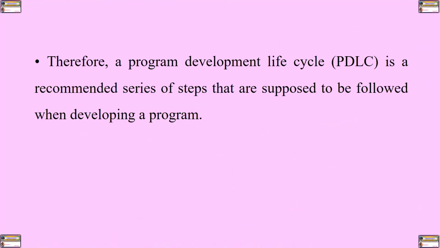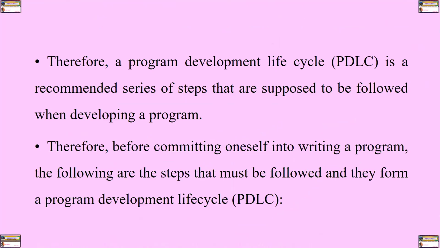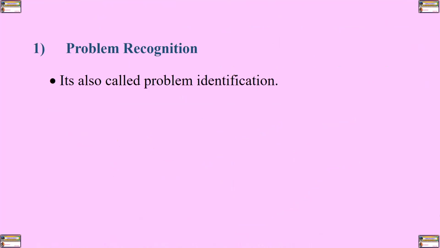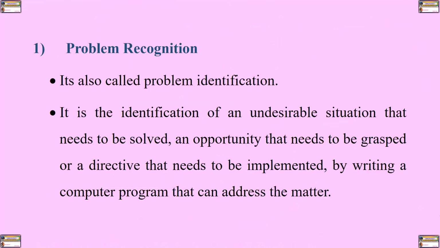Therefore, a program development life cycle is a recommended series of steps that are supposed to be followed when developing a program. Before committing oneself to writing a program, the following are the steps that must be followed, and they form a program development life cycle. Number one is problem recognition. It is also called problem identification.